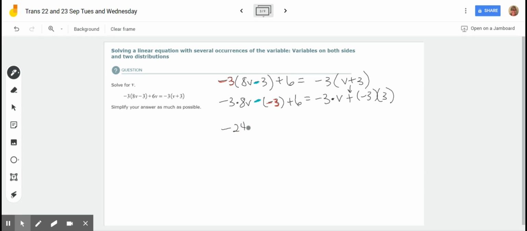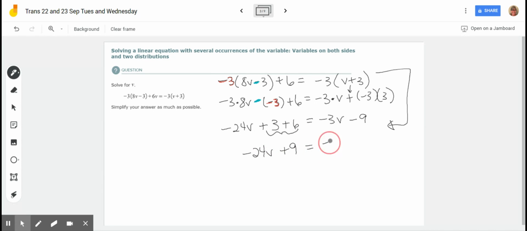You would have jumped to negative 24v plus 3 plus 6 equals negative 3v minus 9. So if you can jump to this point, you are perfectly welcome to do so. I'm not going to hold you back. Negative 24v plus 9, combining like terms, equals negative 3v minus 9.